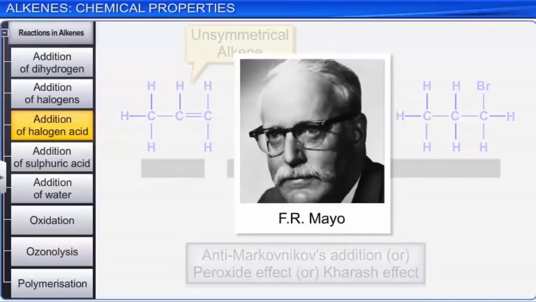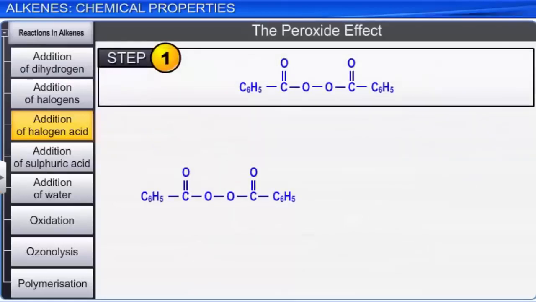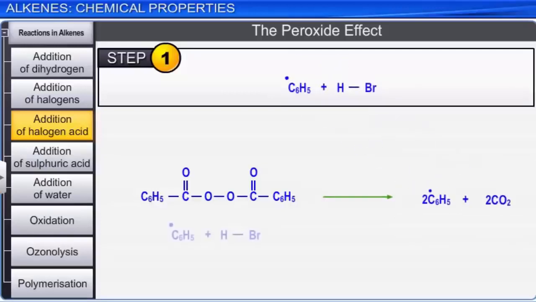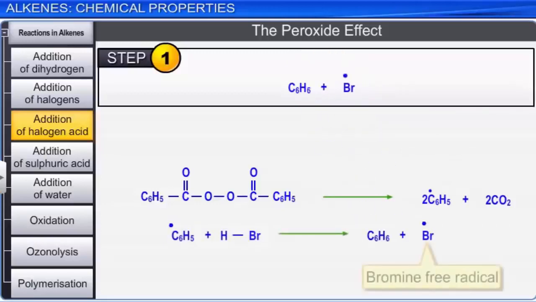The peroxide effect takes place via the free radical mechanism. In this reaction, initially benzoyl peroxide undergoes homolysis to form a phenyl free radical. This attacks hydrogen bromide and results in the generation of a bromine free radical. This bromine free radical further propagates the reaction by attacking the double bond in propene.